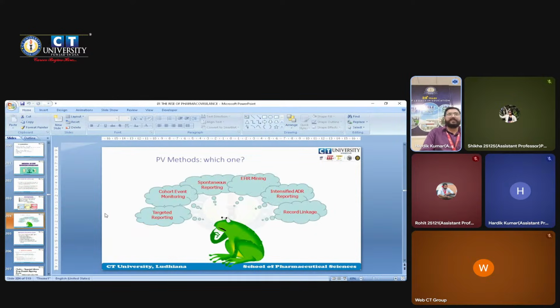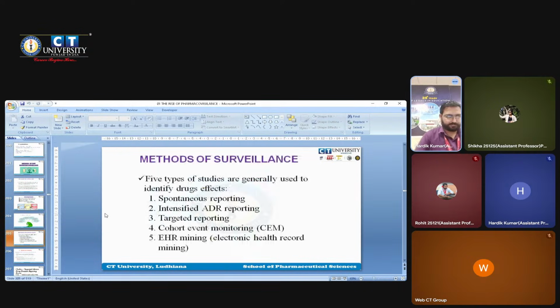If we talk about the PV methods, there are targeted reporting, cohort event monitoring, spontaneous reporting, EHR mining, intensified ADR reporting, and record linkage systems. The methods for surveillance are of five types. First is spontaneous reporting. Second is intensified ADR reporting. Third is targeted reporting. Fourth is cohort event monitoring. And fifth is EHR mining, electronic health record mining.